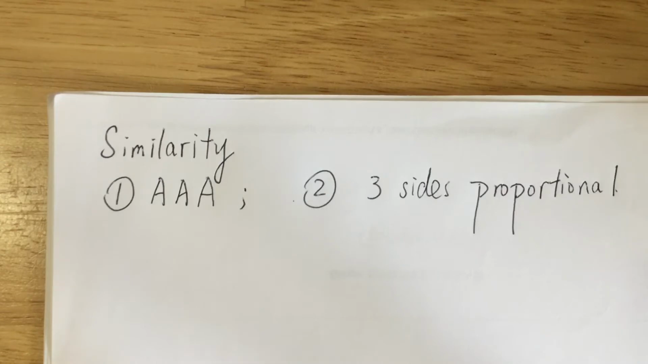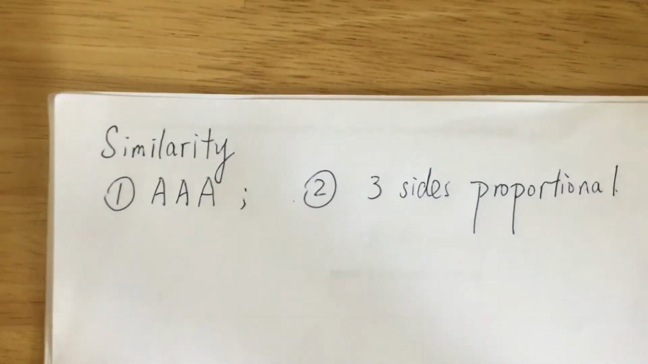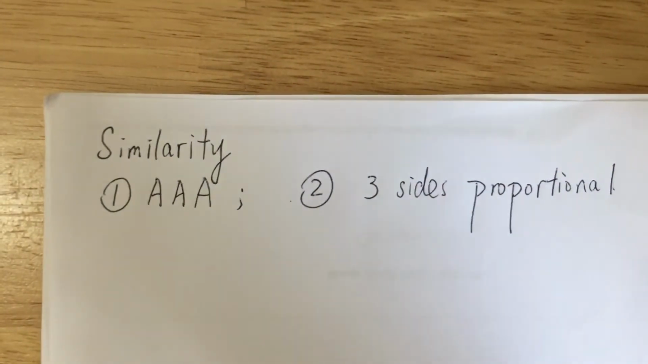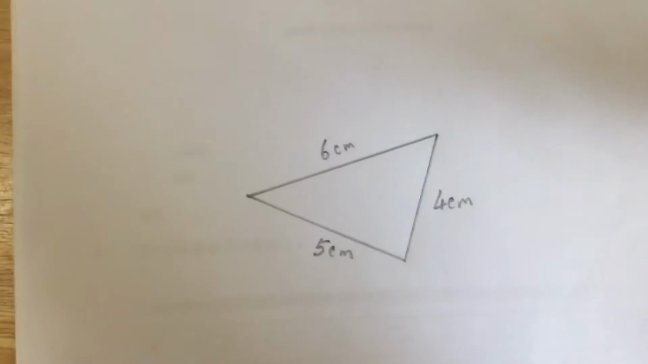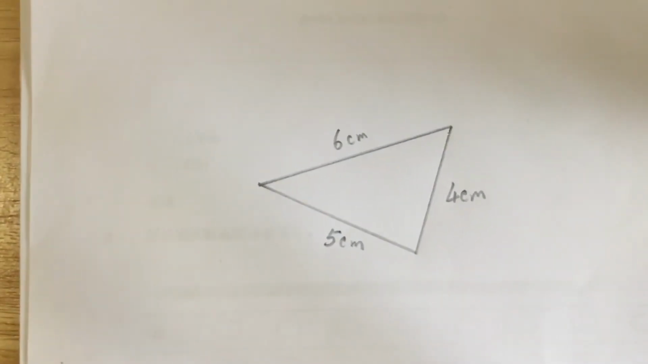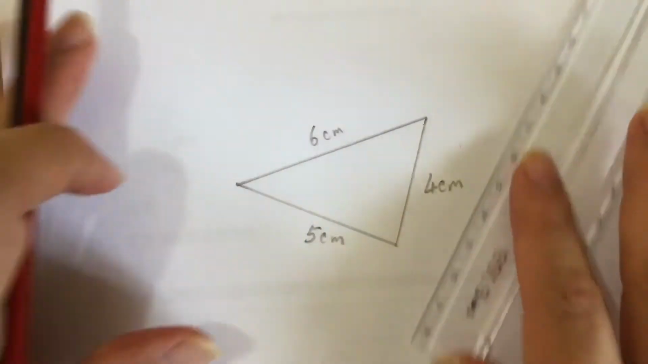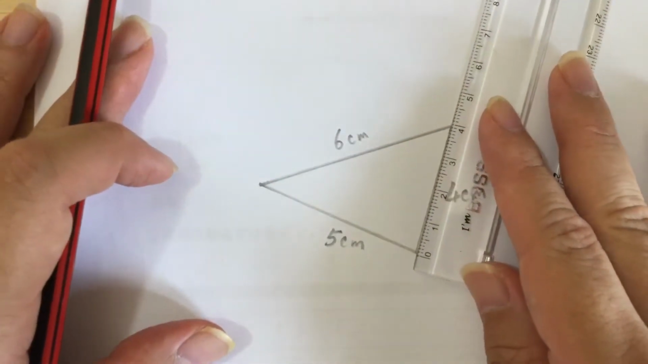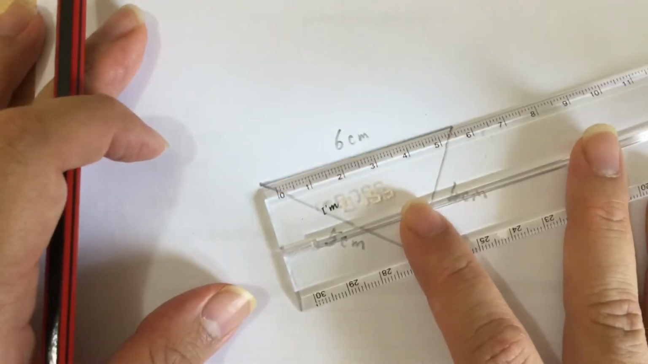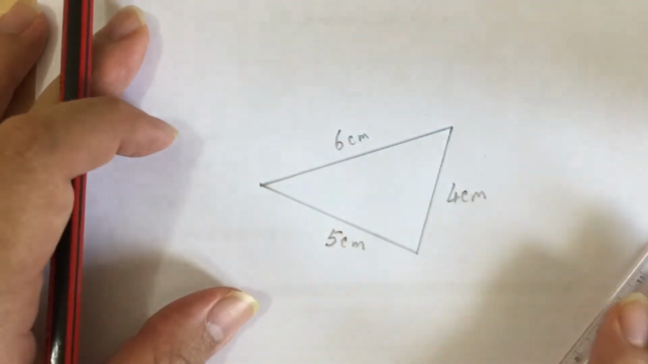So what can we do? We will do something that you have learned before in your DT lessons. That is, we are going to draw the figures and enlarge it by ourselves. So if we want to enlarge this triangle, we have 4, 5, 6. We can measure it one by one. This is 4. This is 5. This is 6. So we are going to draw the same shape of it.